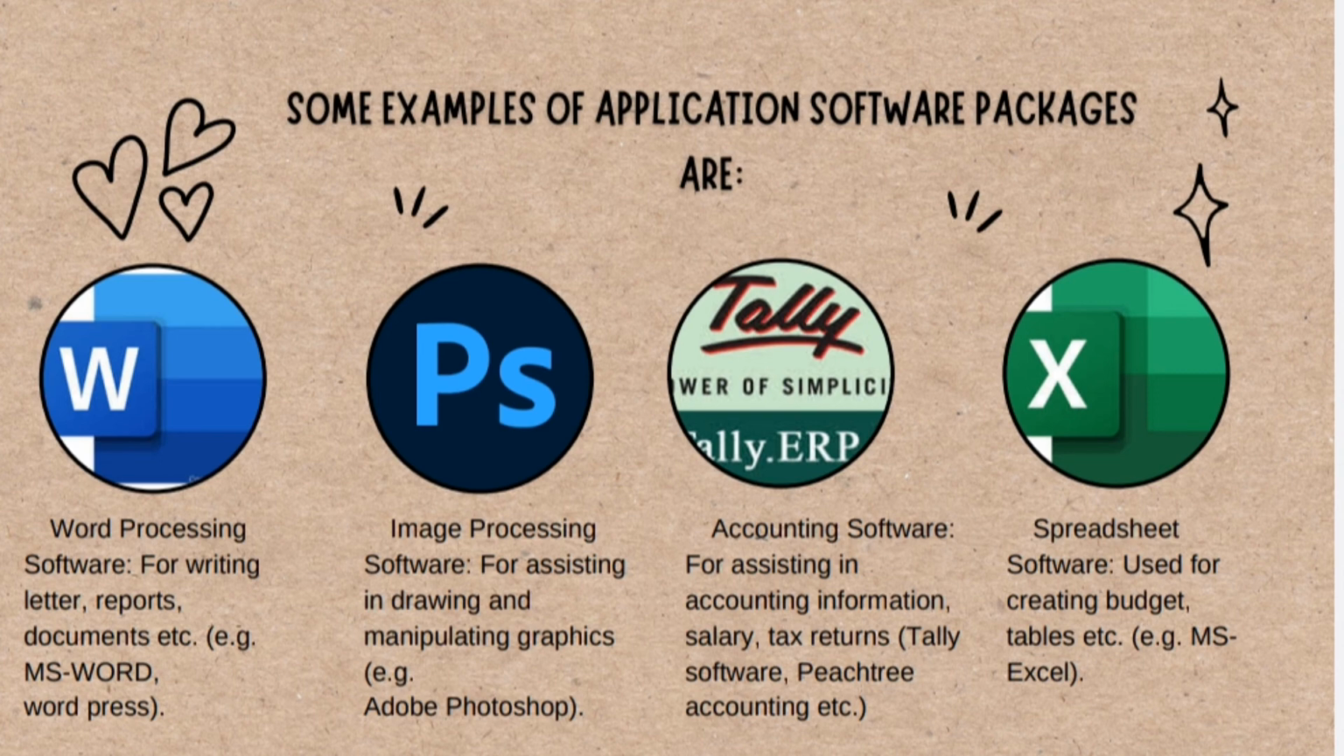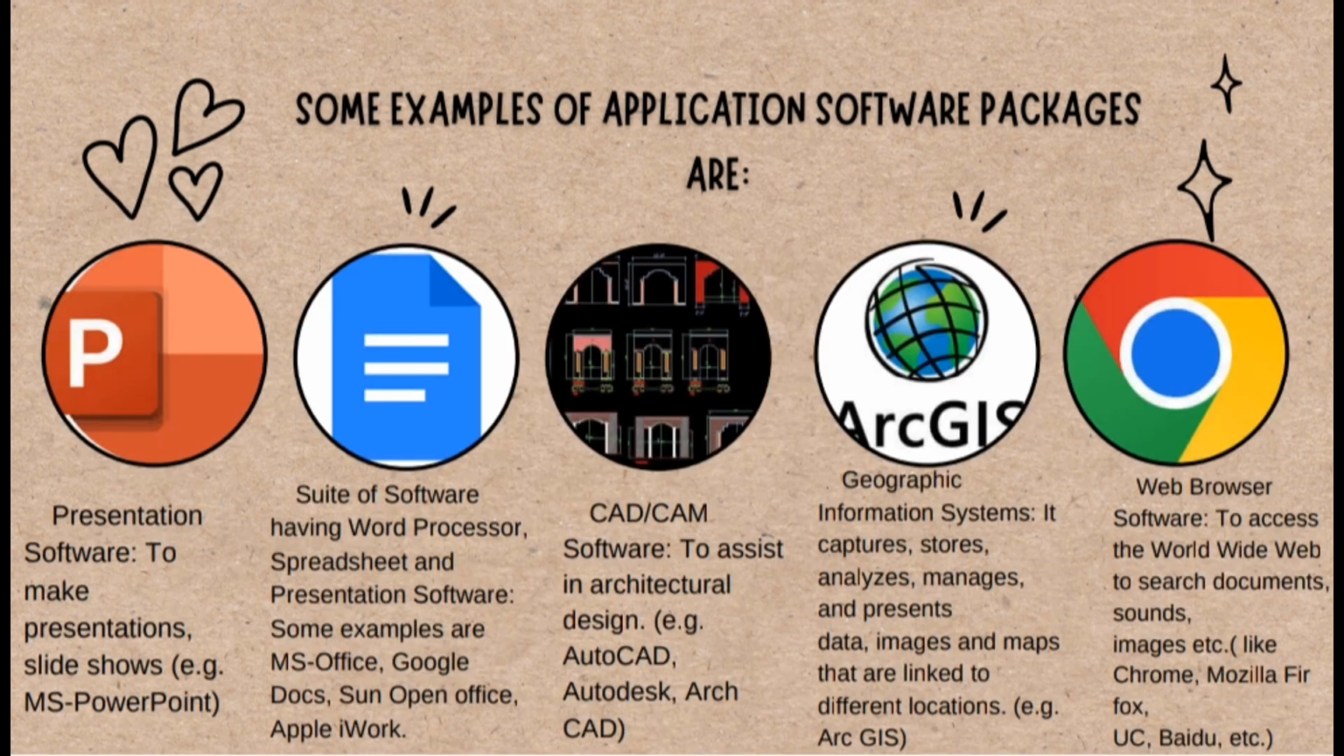Some examples of application software packages are: word processing software for writing letters, reports, documents, etc. Image processing software for assisting in drawing and manipulating graphics. Accounting software for assisting in accounting information, salary, and tax returns. Spreadsheet software used for creating budgets, tables, etc. Presentation software to make presentations and slideshows.